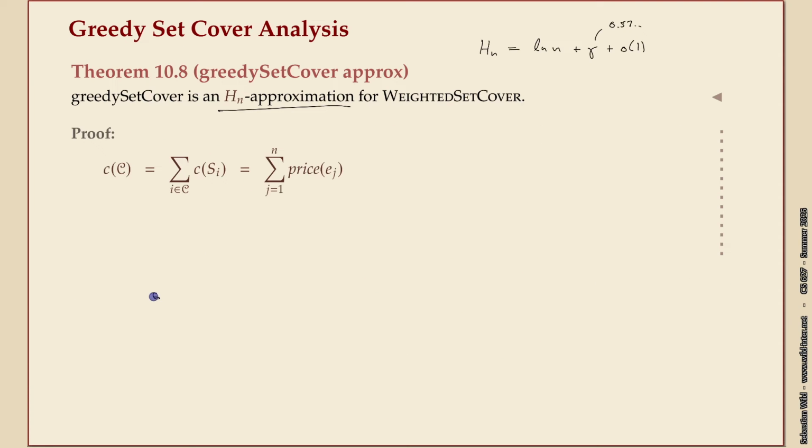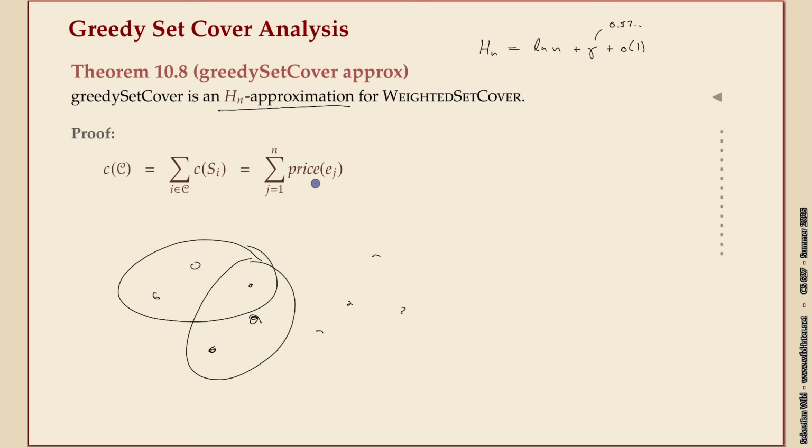So when I cover some elements several times, here's my universe. Say I'm first covering these elements. The three of them share the cost of this set. If the next set is taking these elements, only those two new elements share the cost of this new set. So it's just rewriting the sum over the cost of all the sets that I pick.